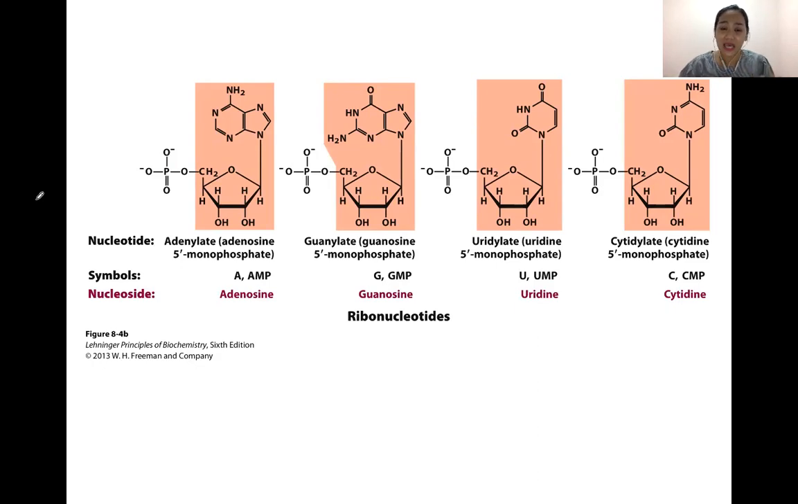For guanine as the N base, the nucleoside is called guanosine. The nucleotide name is guanosine 5' monophosphate, and the other name is guanylate. If uracil is present, the nucleoside is called uridine, and the nucleotide is called uridine 5' monophosphate or uridylate. And lastly, if the N base is cytosine, then the nucleoside is cytidine, and the nucleotide is cytidine 5' monophosphate or cytidylate.